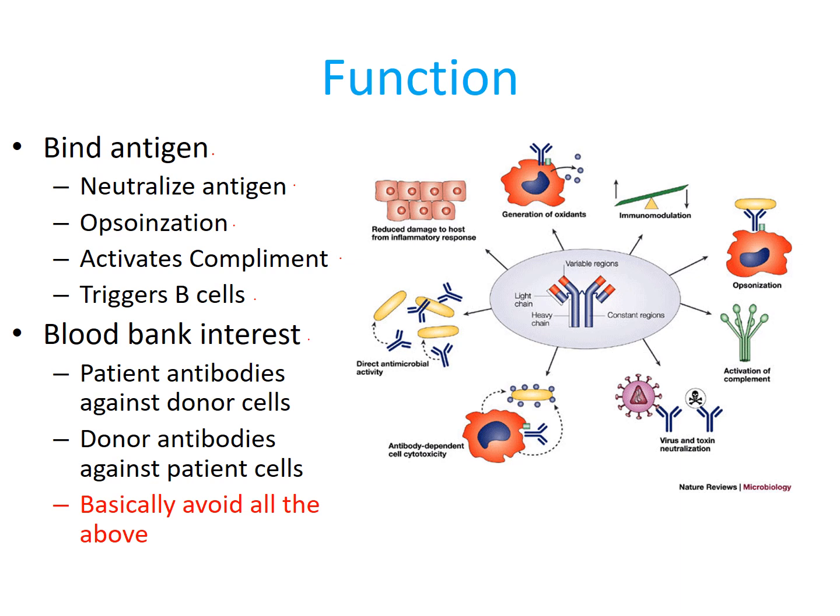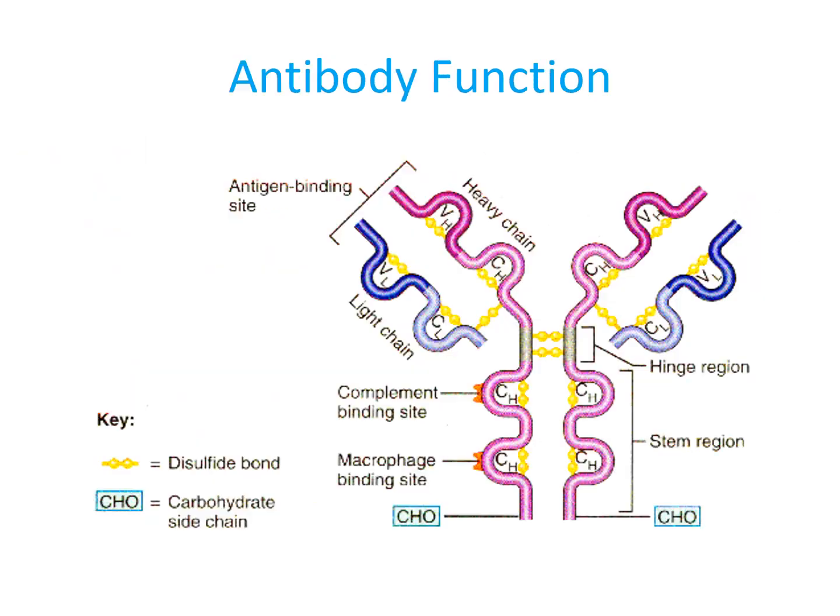In the blood bank, what we're interested in are the antibodies that are directed against donor cells, and then any donor antibodies that are directed against patient cells. And what we're trying to do is avoid these two. We don't want to have patient antibodies directed against any antigens on our cells, and we don't want to have any antibodies in the donor that are going to be directed against the patient cells. That's our job, to help avoid that, and we'll learn how we're going to do that.